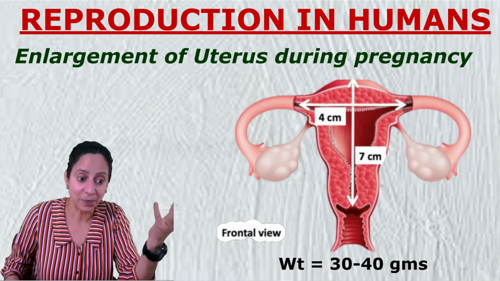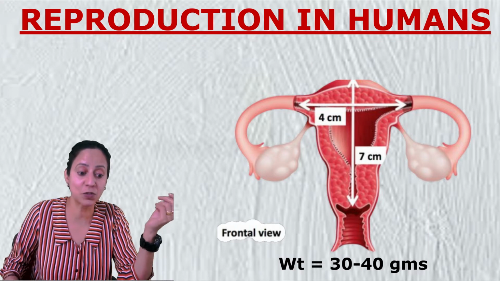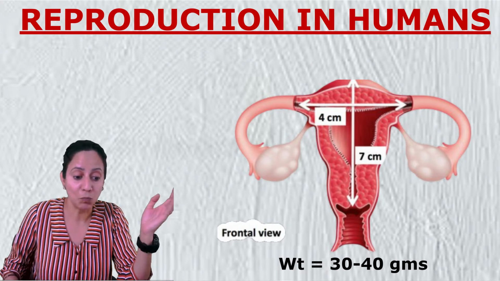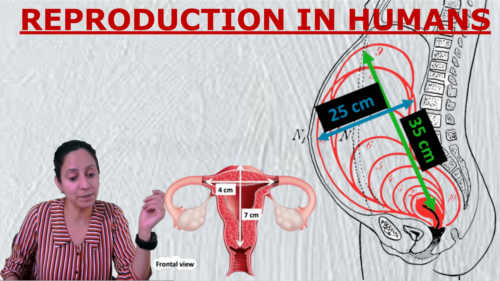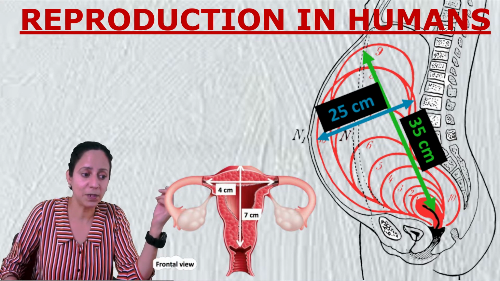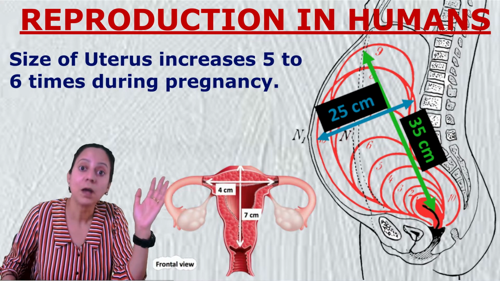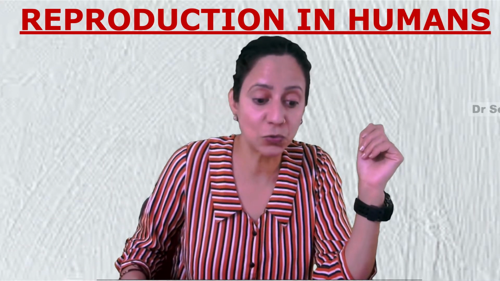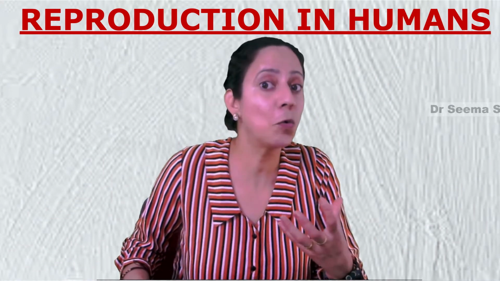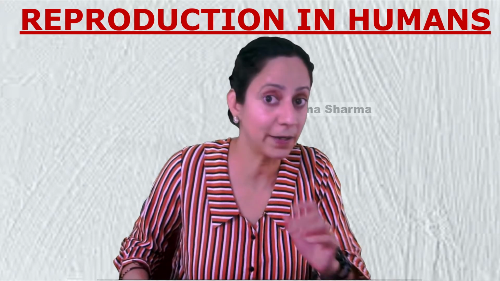But as pregnancy in human beings goes up to 40 weeks, the measurement of the uterus at the 40th week of pregnancy is more than 35 into 25 into 22 centimeter in length, width and height. During these 9 months, there is a gradual increase in the size of the uterus by more than 5 to 6 times, and the weight also increases multifold. These are a few points directly related to sexual reproduction in human beings, and their knowledge is a must if you want to understand the process of fertilization and embryo development.